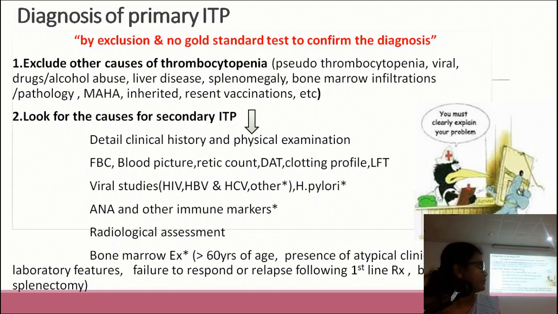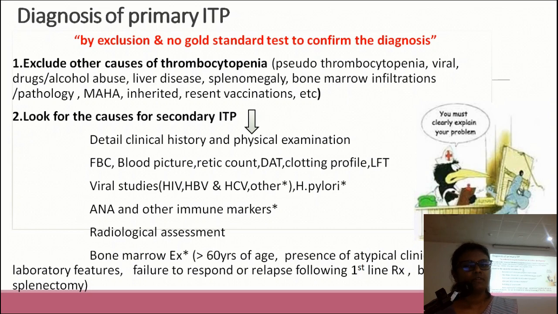Diagnosis of primary ITP: there is no gold standard test to confirm the diagnosis, so diagnosis is by exclusion. So what should we exclude? The other causes of thrombocytopenias. When you see thrombocytopenia on full blood count, it could be pseudothrombocytopenia or true thrombocytopenia. Pseudothrombocytopenia could be EDTA-induced platelet aggregation, so clots in the sample. So you should repeat the full blood count with or without a blood picture and confirm first.